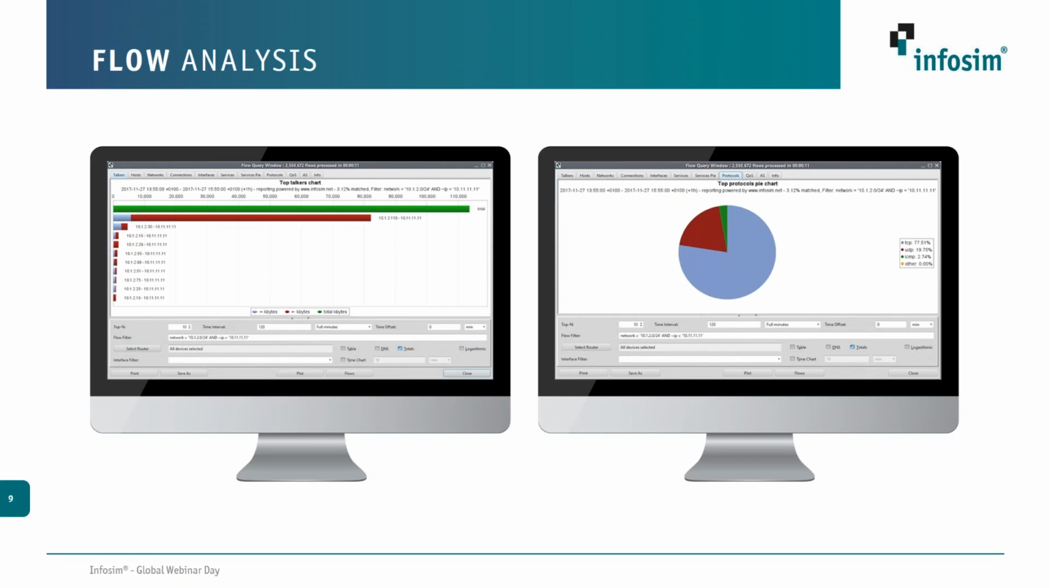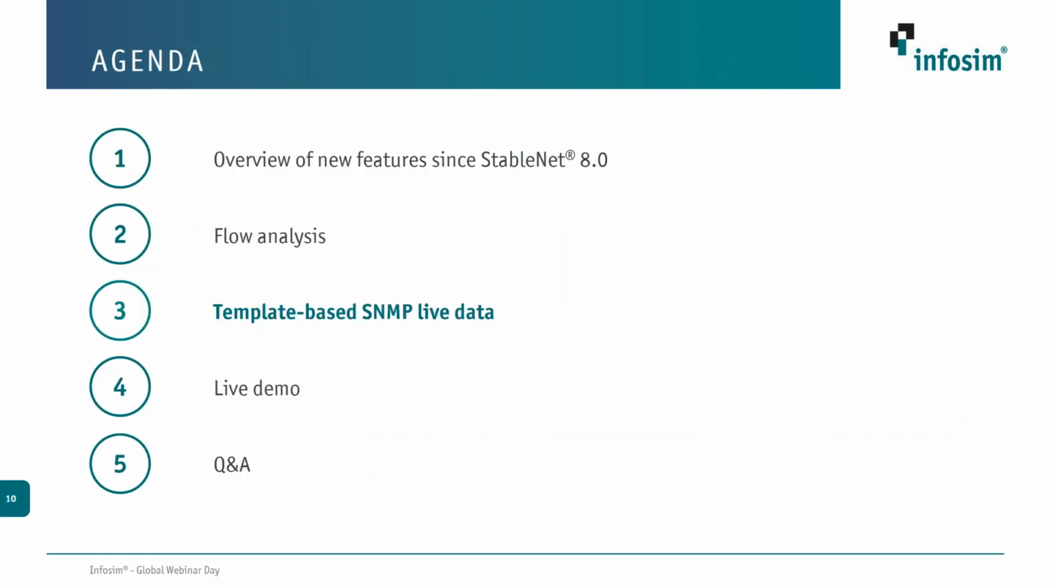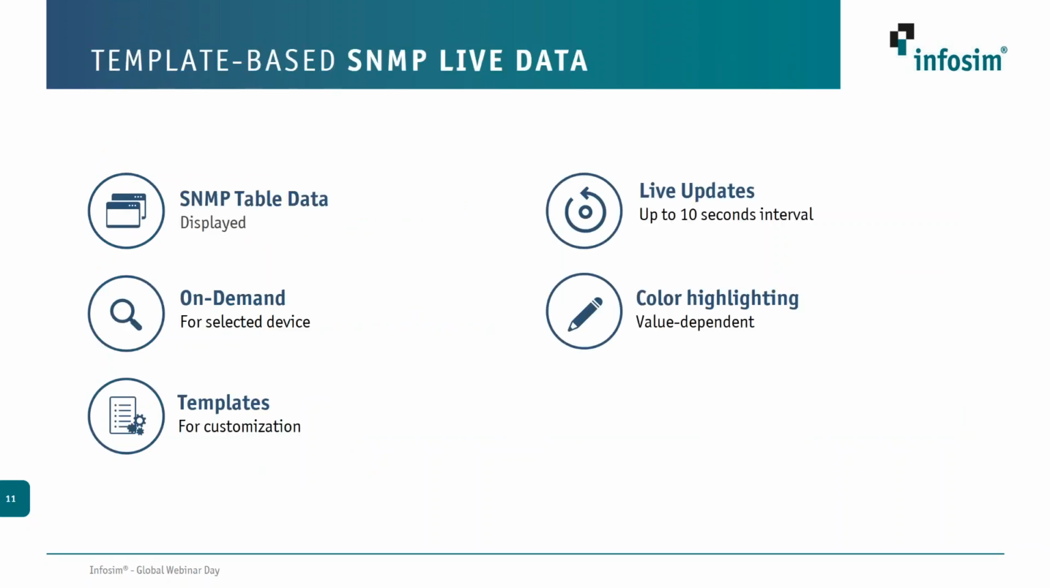We will see more of this in the live demo, so I don't think it makes sense to explain too much about the charts right now. So let us move on to the template-based SNMP live data. What is this all about? Well, it's displaying data from SNMP tables on demand for a selected device. This means you select the device in StableNet, you select the live SNMP data from the context menu, and then based on templates, you can select which tables you want to display. The data will be queried on demand, and it will be displayed in the GUI.